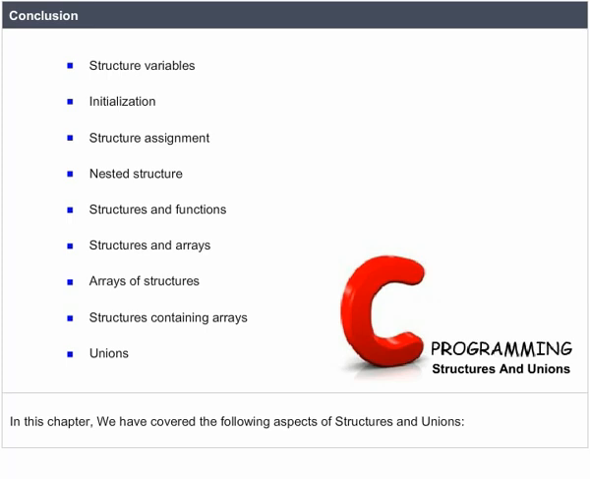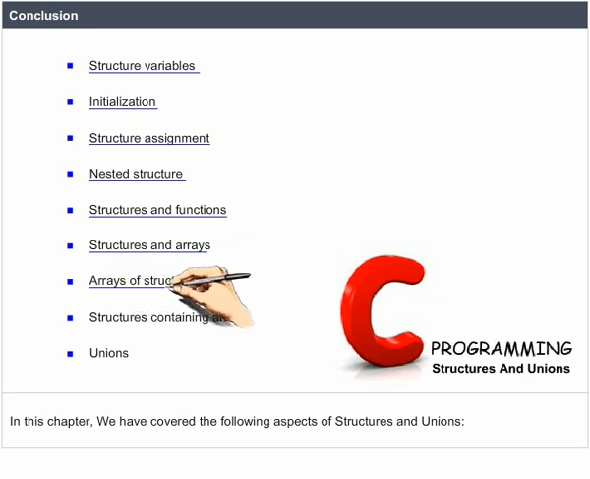Conclusion. In this chapter, we have covered the following aspects of structures and unions: structure variables, initialization, structure assignment, nested structure, structures and functions, structures and arrays, arrays of structures, structures containing arrays, unions.